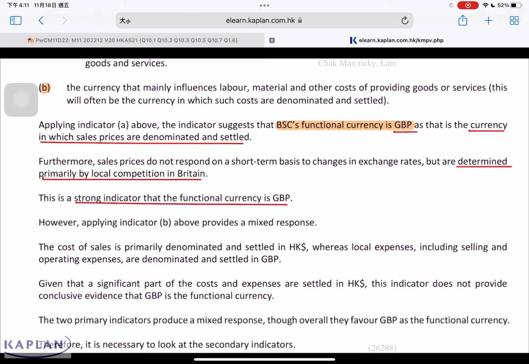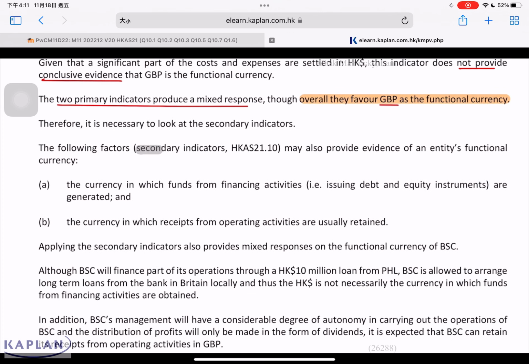When you consider the operating costs, it's not conclusive. The purchases or cost of sales are mainly denominated and settled in Hong Kong dollar, but the other operating costs are denominated and settled in British pound. By considering the factors on cost, the functional currency is not obvious. The 2 primary indicators overall favor the British pound as the functional currency. After that, we may have to consider the secondary factors.